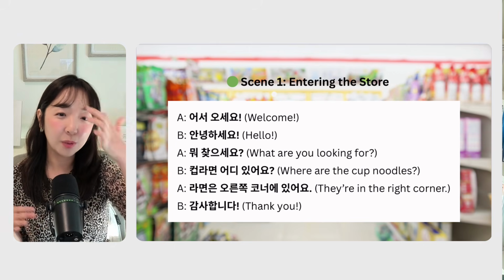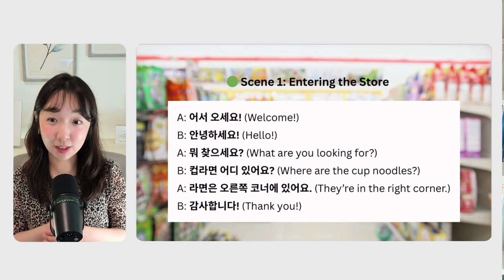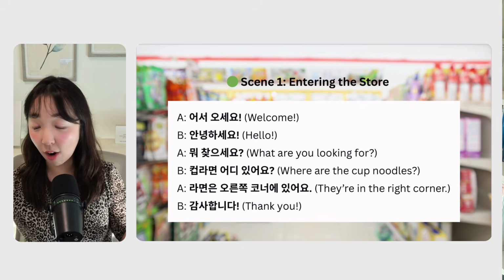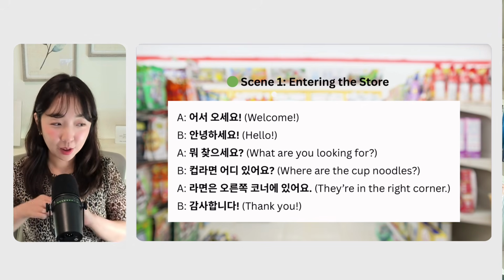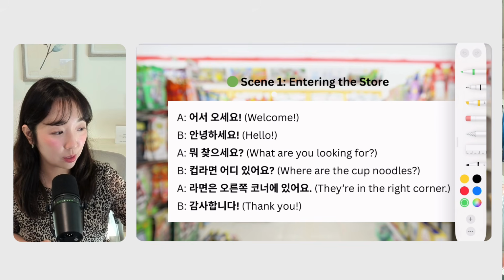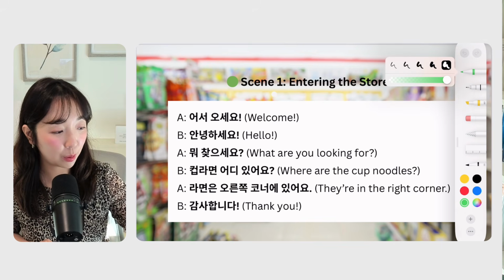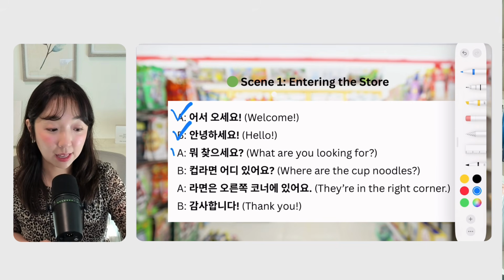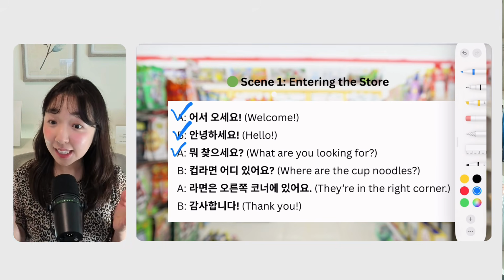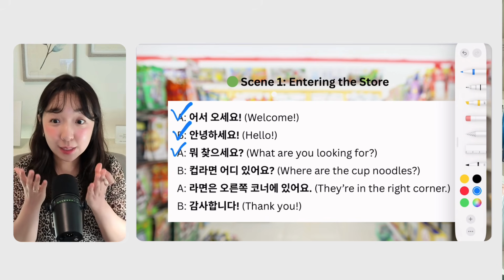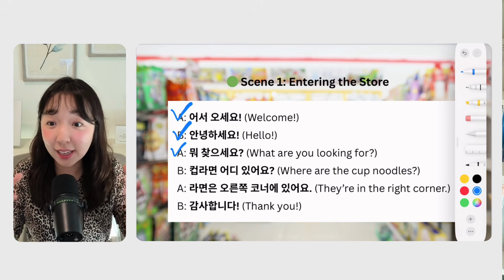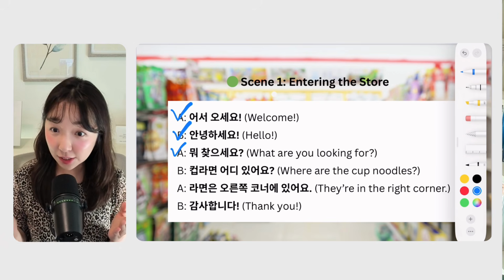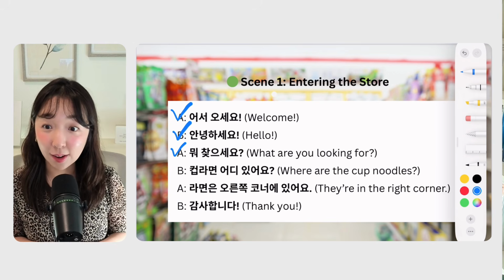Now they ask you, what are you looking for? And they will ask, 뭐 찾으세요? I am going to actually use my pen to highlight what we go over. I think that's going to be visually helpful. So I am now at A here. 뭐 찾으세요? 뭐 is what, 찾으세요 are looking for, polite formal ending. Again, 뭐 찾으세요?